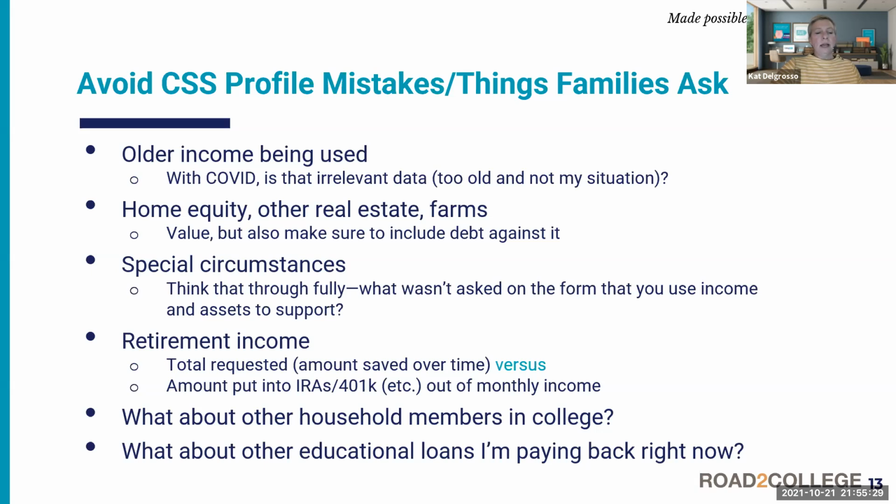Yeah, everything on the forms is gross income, not net income. It has to be gross income because of the allowances in the formula that I was describing earlier, where the taxes are taken into account, how many people you have in the household, and how many are in college. There's an income protection allowance that goes into the formula that helps families.